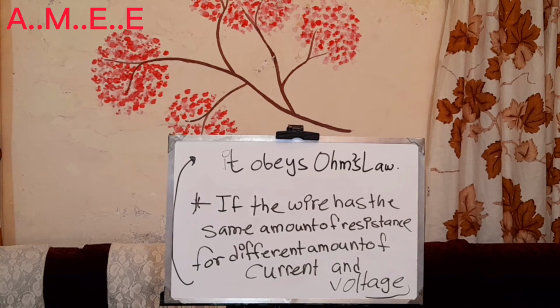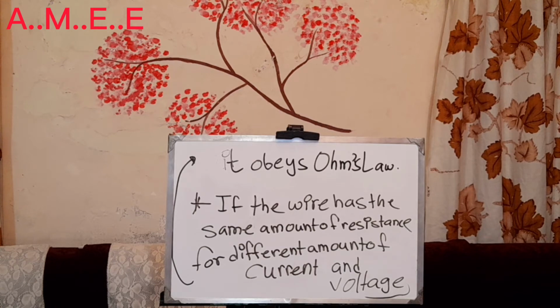That's why the symbol of resistance is Ohm, which is named after him. So I am keeping this up for you guys to take notes, and I am also repeating it. If the wire has the same amount of resistance for different amounts of current and voltage, it obeys Ohm's law.